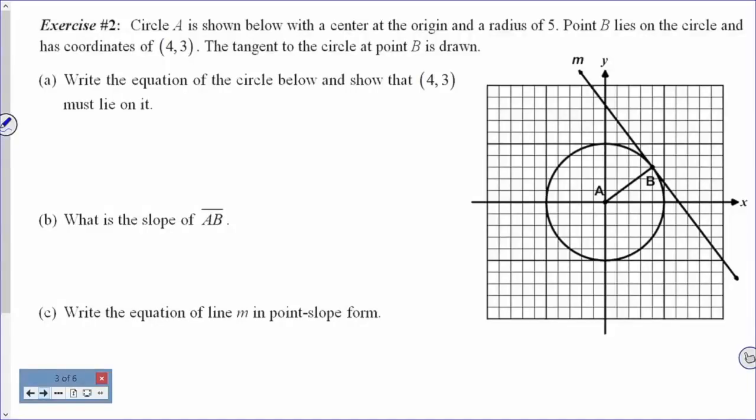Exercise number 2. Circle A is shown below with a center at the origin and a radius of 5. Point B lies on the circle and has coordinates of 4, 3. The tangent to the circle at point B is drawn. All right, so letter A. Write the equation of the circle below and show that the point 4, 3 must lie on it.